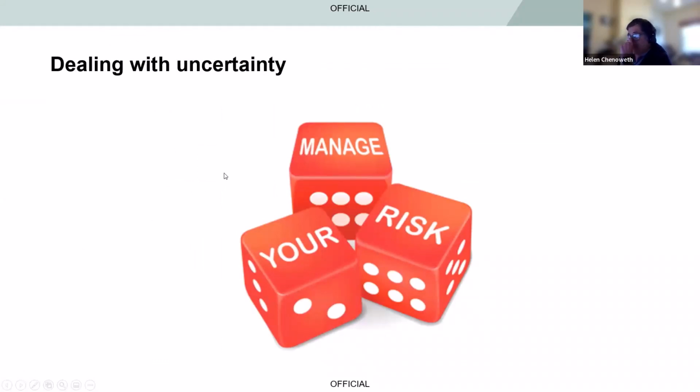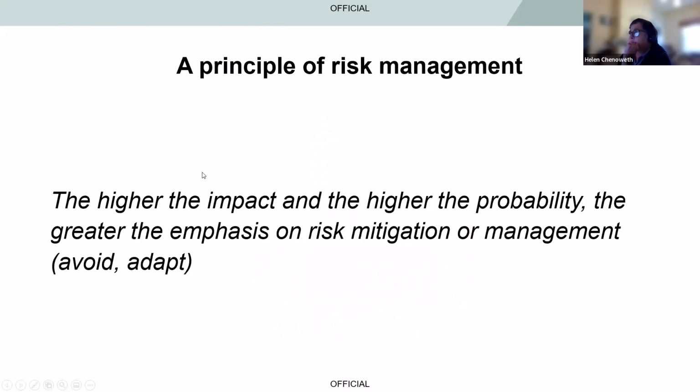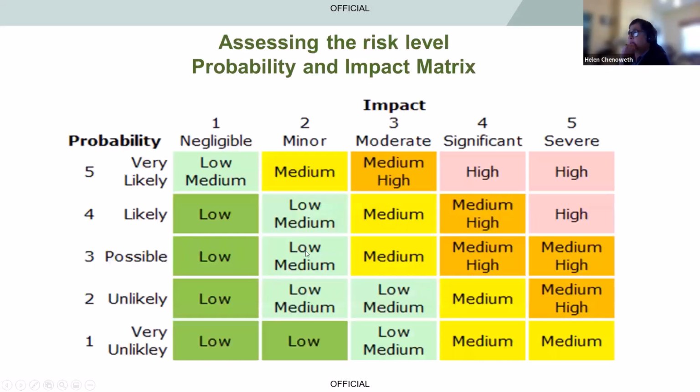So like any sort of rural industries, a lot of it is dealing with uncertainty and managing the risk to the business. Our principle of risk management is the higher the impact and the higher the probability, the greater the emphasis or the need on managing that risk. So either avoiding, adapting, or reducing the chance of that risk having an effect on the business.